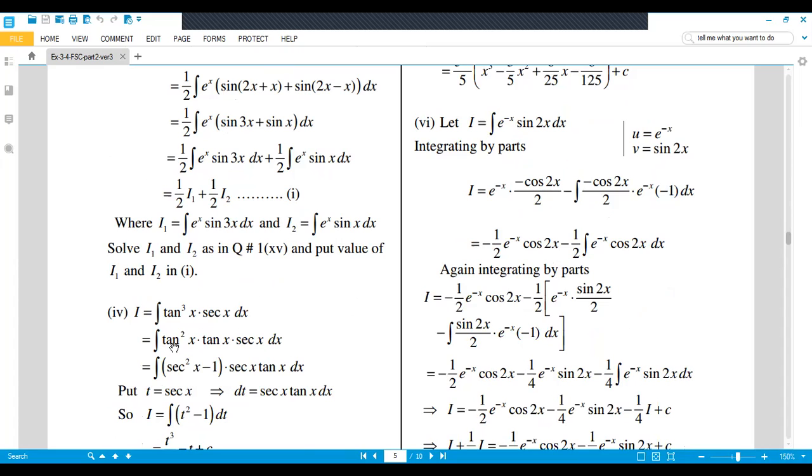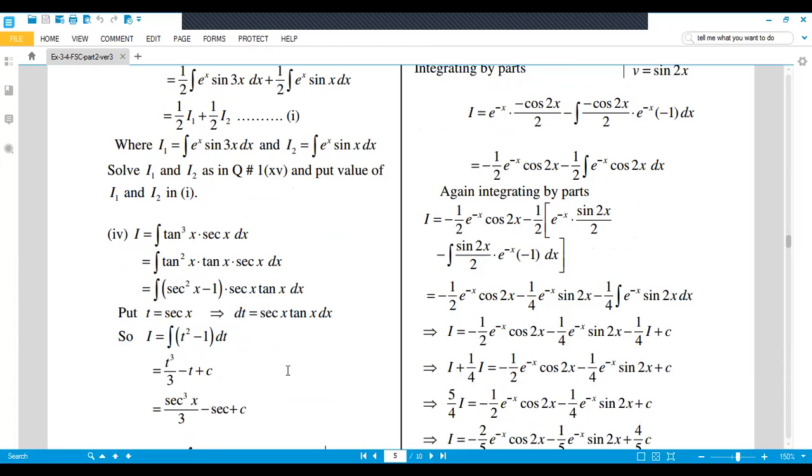So tangent cube, we write it as tangent square x into tangent x secant x. Tangent square x is secant square x minus 1. So it will be the integral of secant square x minus 1 into secant x tangent x. Now we suppose that t is equal to secant x, and we take the differential on both sides, so dt, the derivative of secant x, is secant x into tangent x dx.